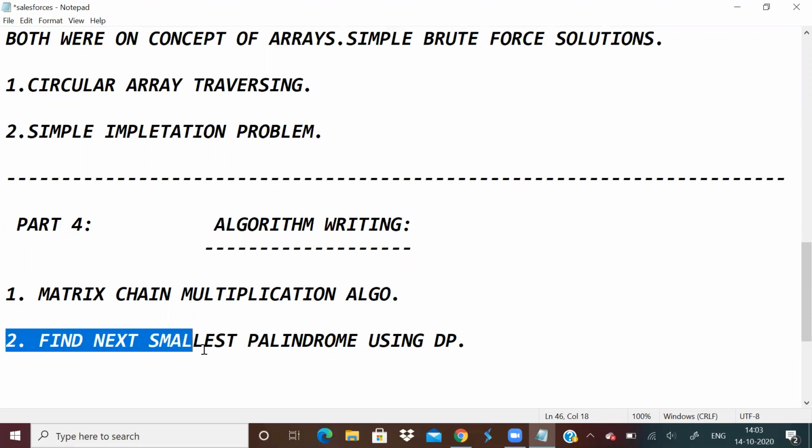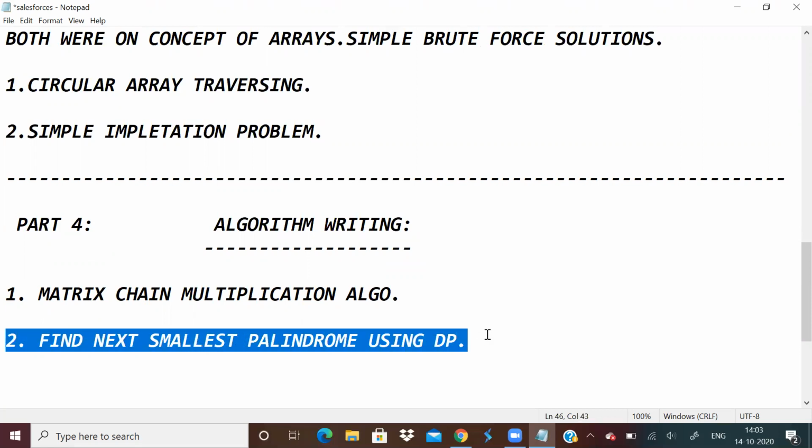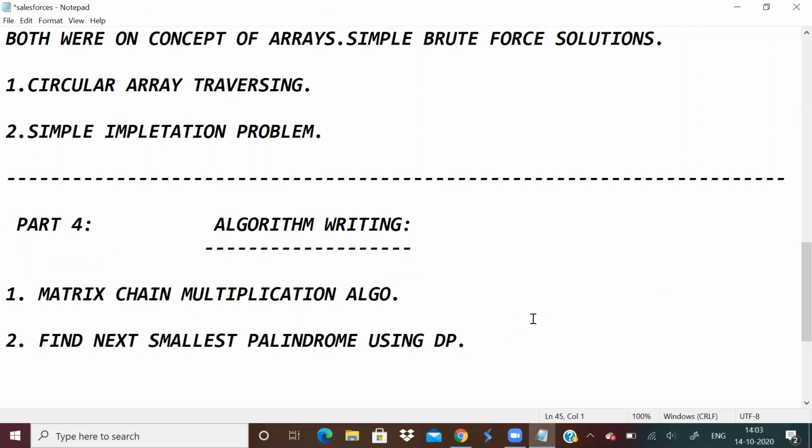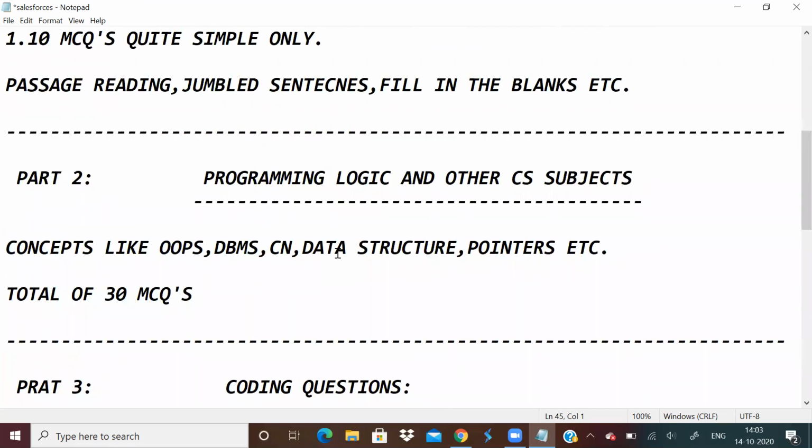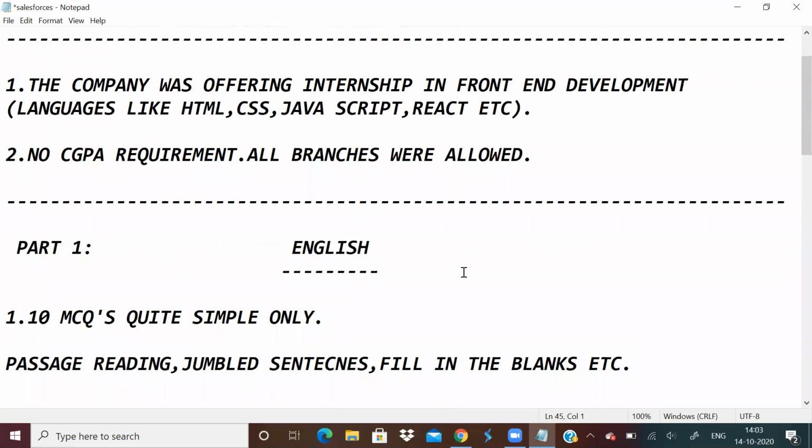Comment down below if you know how to do this question: find next smallest palindrome using DP. I have not yet understood how to do this. So these were the things in the internship. It was overall very easy.